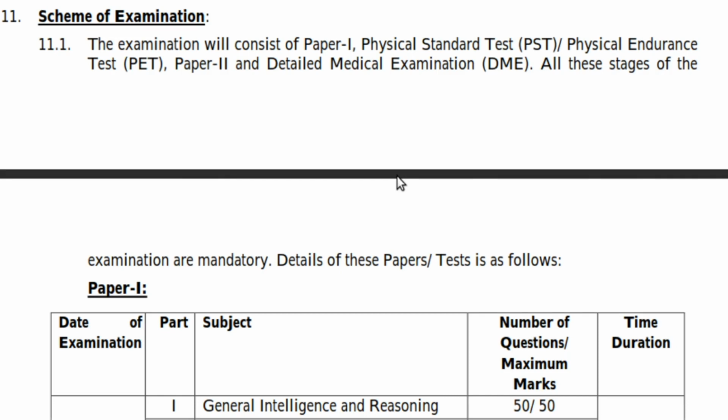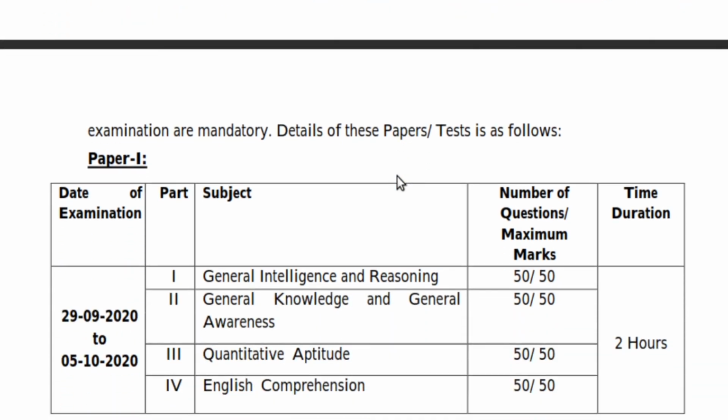What does paper 1 have? Paper 1 has 4 parts. Part 1 is general intelligence and reasoning. Part 2 has general knowledge and general awareness. Part 3 has quantitative aptitude and part 4 has English comprehension. All the questions will have 1 mark each, and we will have 50 questions for 50 marks. The time given will be 2 hours. Not 2 hours for each part but in total 2 hours. For all these 4 parts we will get 2 hours to solve 200 questions consisting of 200 marks.